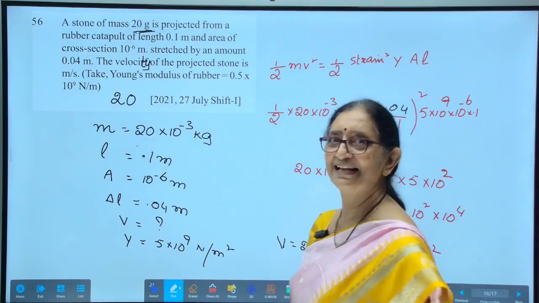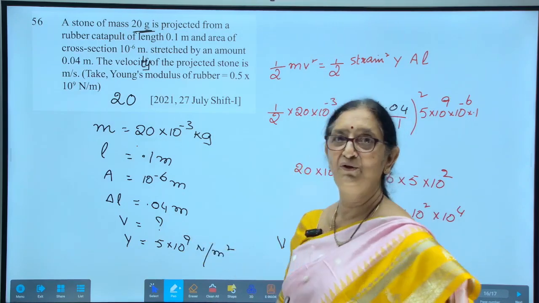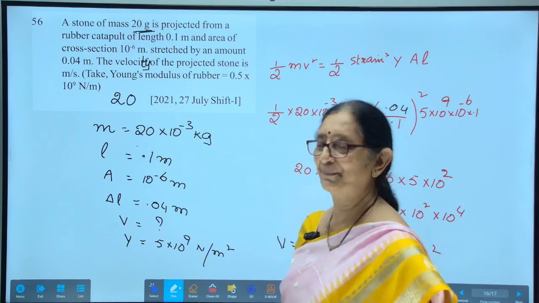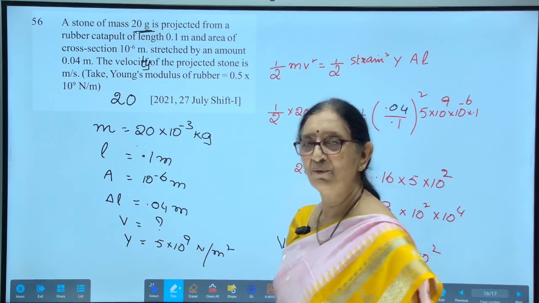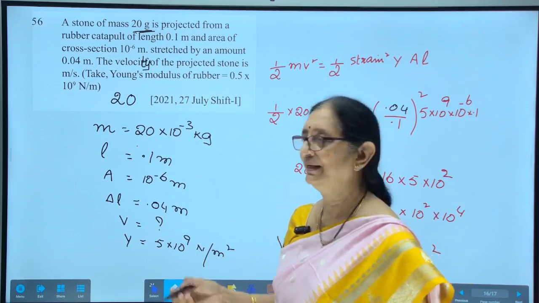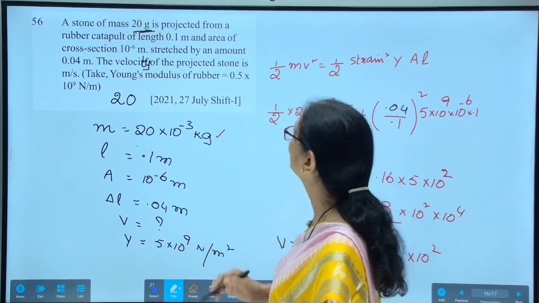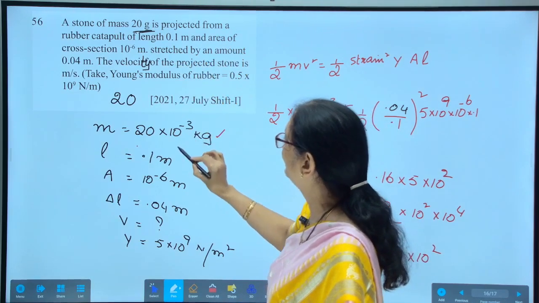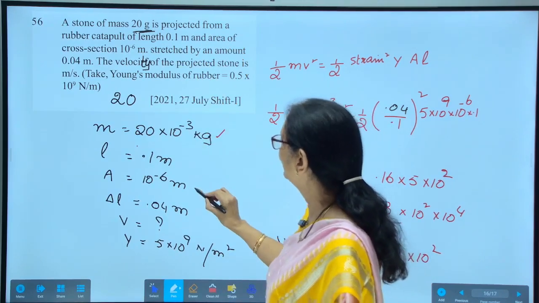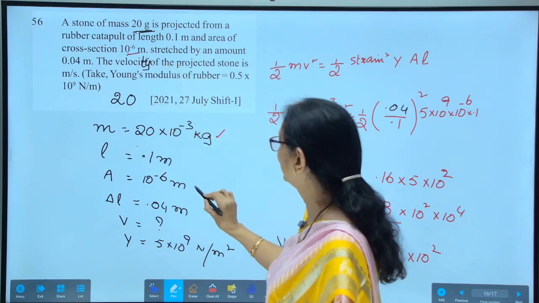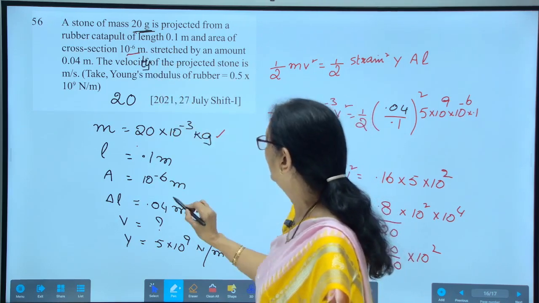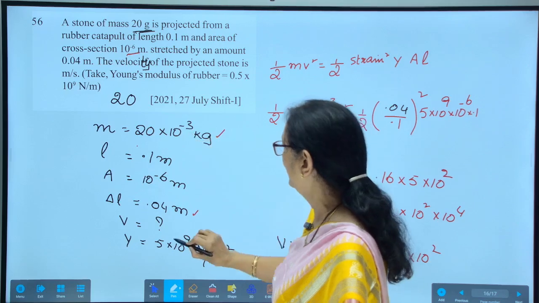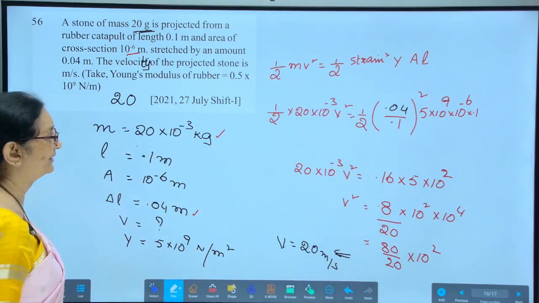This is going to be the last problem for today's session. So you do that problem all by yourself. Now, a stone of mass, read the problem. Mass 20 grams. So what is its mass converted to kg? 20 into 10 power minus 3 kg. It is projected from a rubber catapult of length 0.1 meter, area of cross section 10 power minus 6 meter square, stretched by an amount 0.04 meters. What is the velocity of the projected stone if Young's modulus is 5 into 10 to the power of 9?